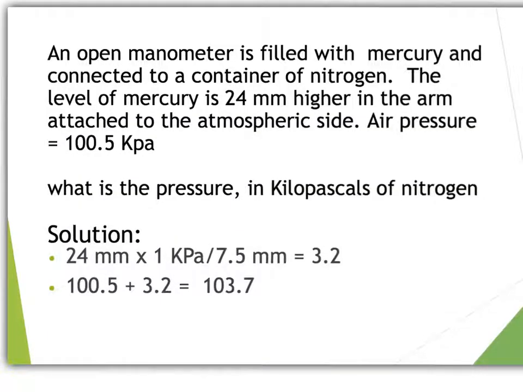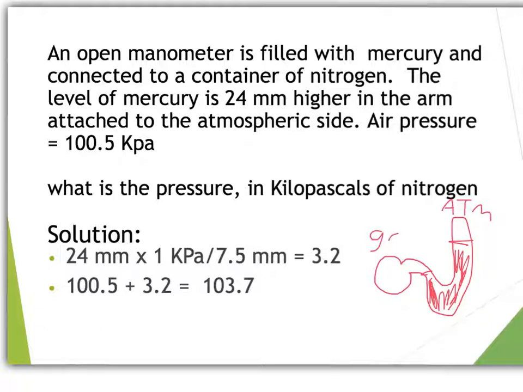Here we have an open manometer that is filled with mercury and connected to a container of nitrogen. The level of the mercury is 24 millimeters higher in the arm attached to the atmospheric side. Air pressure is 100.5 kilopascals. I do always like to draw these problems out so I can visualize what's going on. So let's sketch this out. And when we sketch this out, we see that it's higher on the atmospheric side. And here we have the gas side.